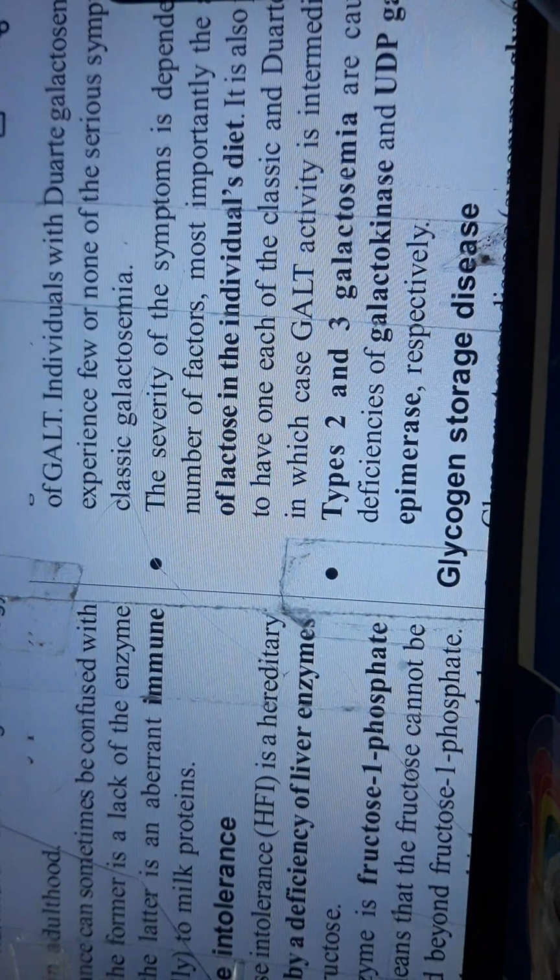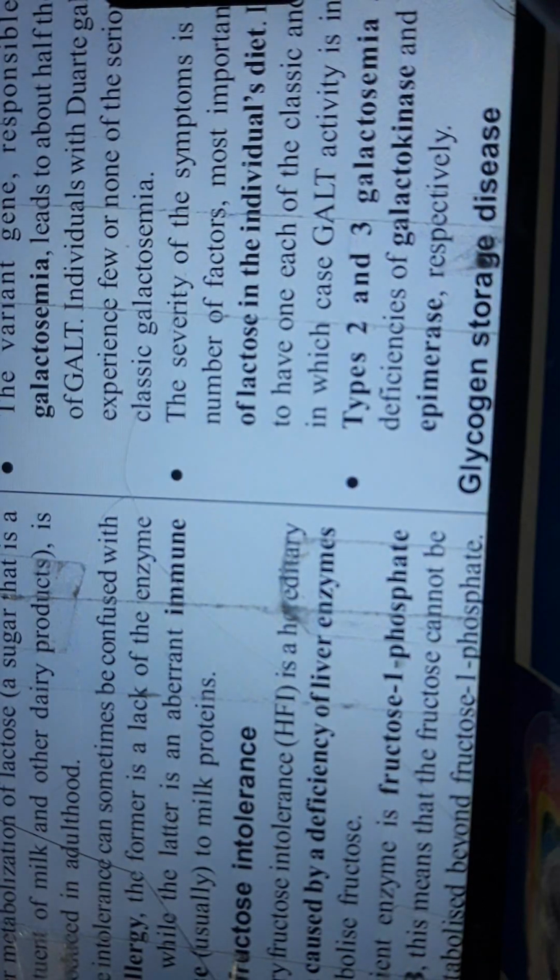Lactose intolerance can sometimes be confused with allergy to milk. The former is a lack of the enzyme lactase, while the latter is an aberrant immune response, usually to milk proteins.